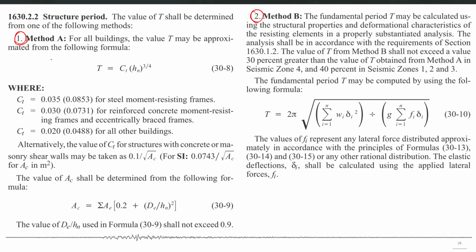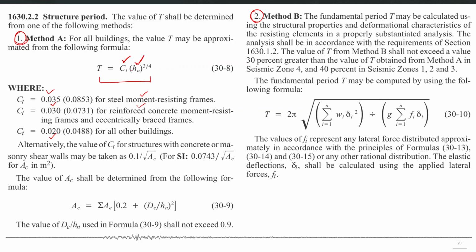For the simple method, which is called method A in UBC 97, T can be calculated using this expression. So T is a function of a coefficient CT, and that CT is a function of the type of structure. So if you have steel moment resisting frame or RC moment resisting frame, you will have these two values, and for all other types of buildings you will have this value. Hn is the height of the structure, the total height of the structure, and it will vary from structure to structure.